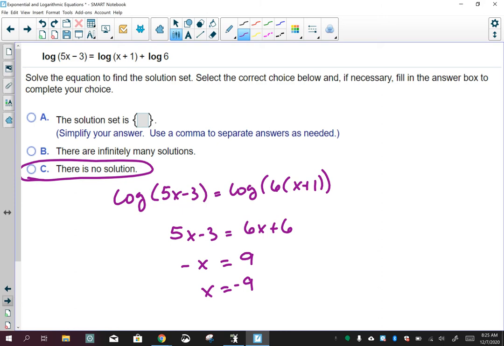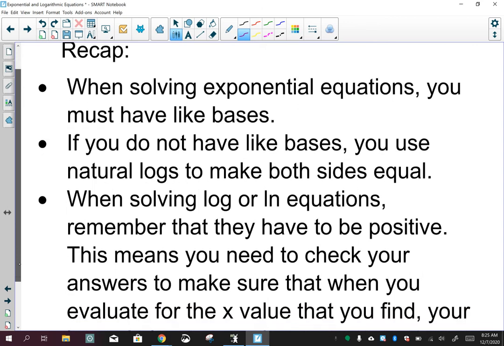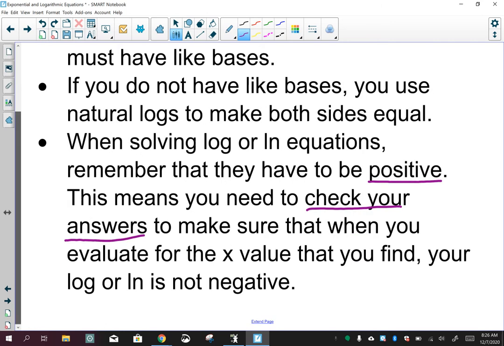All right. So just a quick recap. When you solve exponential equations, you must have like bases. If you do not have like bases, use natural logs to make both sides equal. When solving log or natural log equations, remember they need to be positive. That's the key. They have to be positive. This means you have to check your answers to make sure that when you evaluate for x, you find out that your natural log or your log is not negative. Okay. So those are the 3 things you need to make sure that you are doing when you are solving these equations.